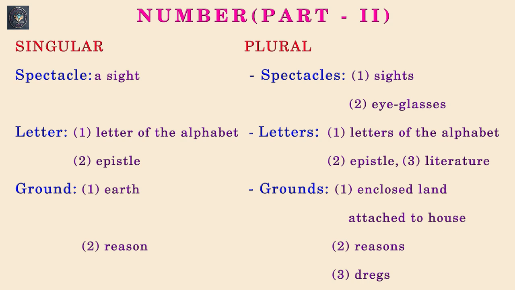In singular, letter has two meanings, that is, letter of the alphabet or epistle. In plural, letters has three meanings, that is, letters of the alphabet, epistle or literature. In singular, ground has two meanings, that is, earth or reason. Whereas in plural, grounds has three meanings, that is, enclosed land attached to house, reasons or dregs.